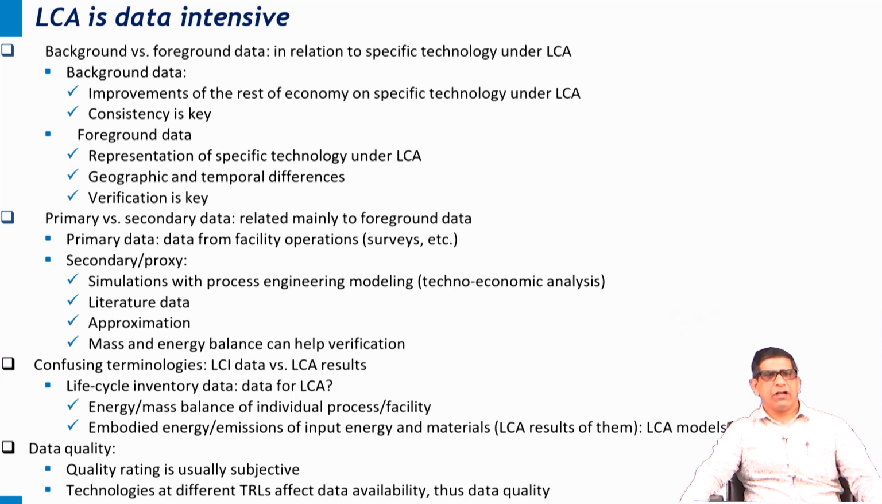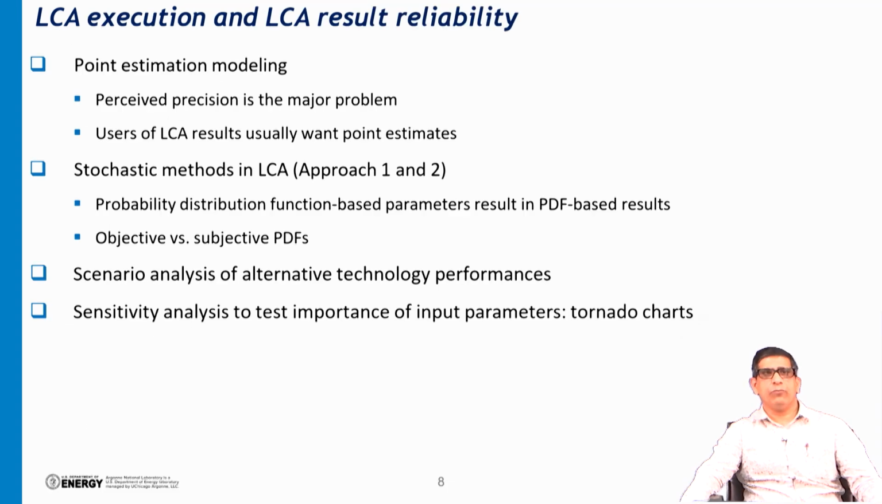There are also confusing terminologies, LCA data versus LCA results. So, life cycle inventory data, which is the data for LCA, or energy mass balance, embodied energy, emissions of input energy. So, a huge amount of data is required, and sometimes they also get quite confusing. So, data quality is also important, quality rating, technology readiness level, TRL level of different data availability and data quality, those are important.